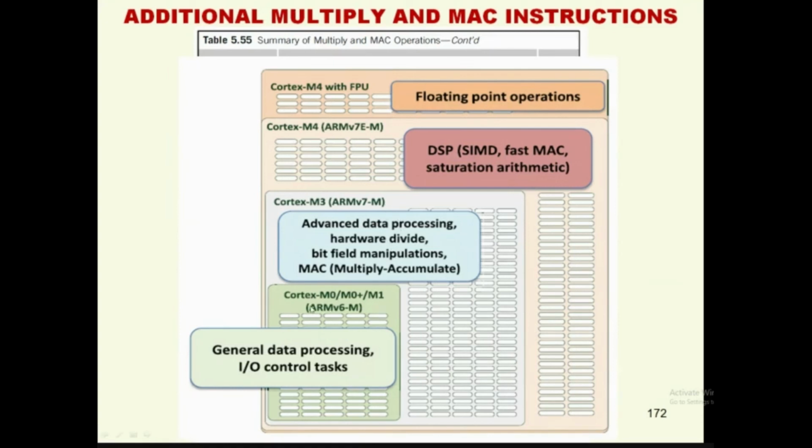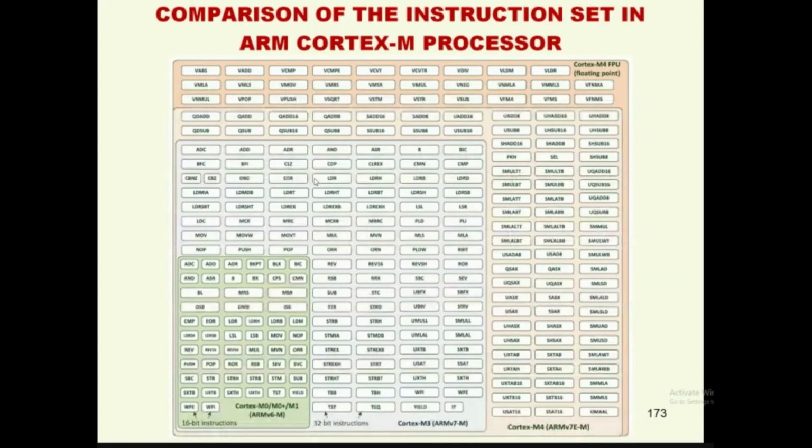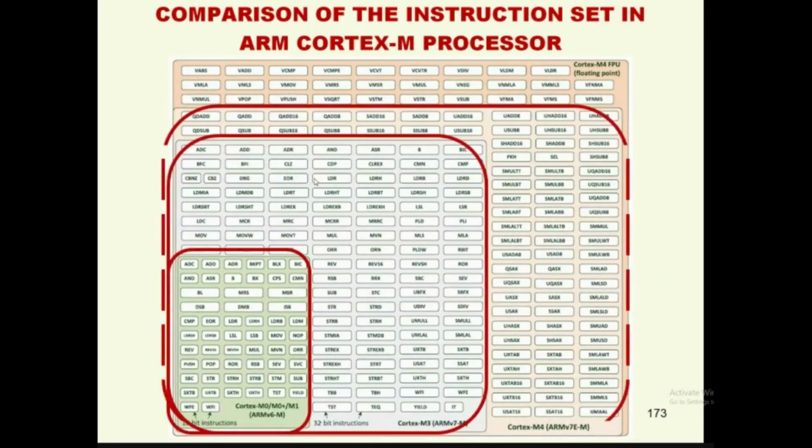And the conventional version 6 will have general data processing and IO control tasks. So the number of instructions and the number of features are also more when you go from version 6 to version 7 and version 7 to version 7 extended, that means Cortex-M0 to M3, M3 to M4, it goes on. Okay, so again, these are all the new additional instructions which help us to understand very clearly about ARM Cortex-M4 processors. Thank you very much.